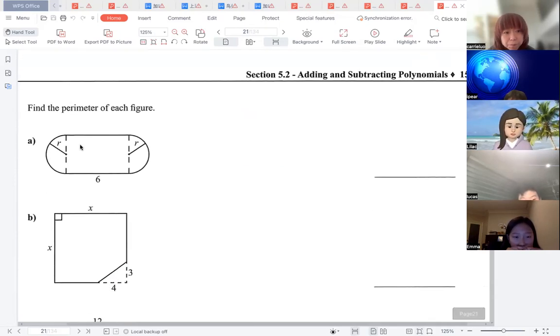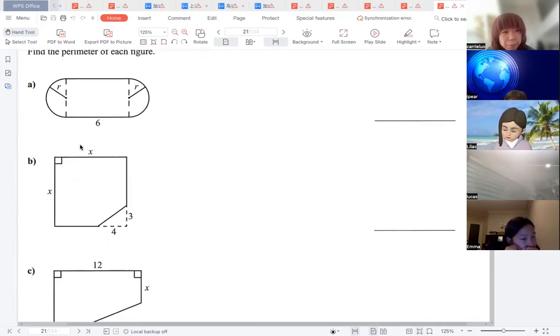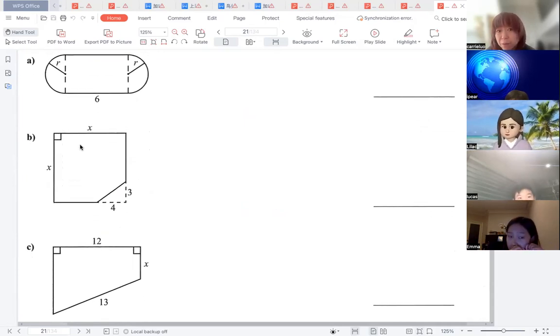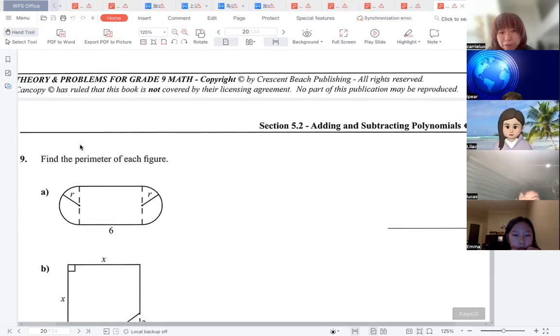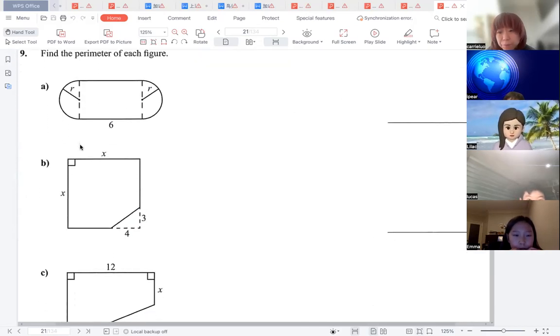Okay, so for number A, number B, and number C, this is something I want you to take a look at. The earlier part is just straightforward, nothing hard at all. I want you to focus on number 9. Find the perimeter of each figure. First, let's focus on number A. Could you please tell me what this shape is? We never had the experience of calculating a shape like that, right? But actually, this is a shape combined from a rectangle and 2 semicircles, correct?